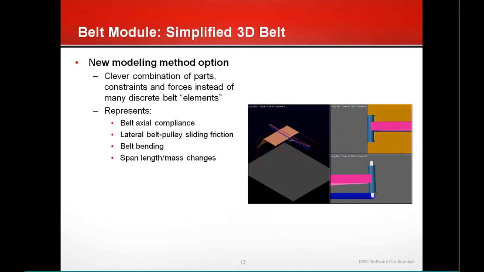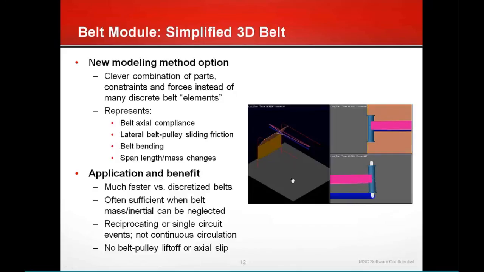So instead of several massive parts connected by force elements to represent the compliance, this is really a clever combination of parts and constraints and forces. And it's still very good for representing axial belt compliance, the sliding friction laterally of the belt along the pulley, of course the belt bending, and changes in span length and the associated overall mass of those spans as they change throughout the simulation.